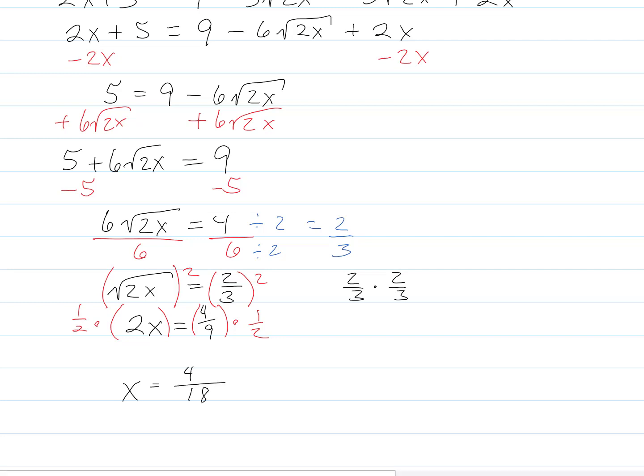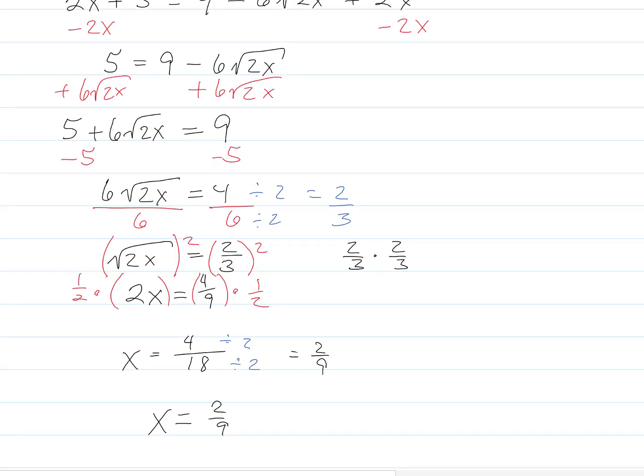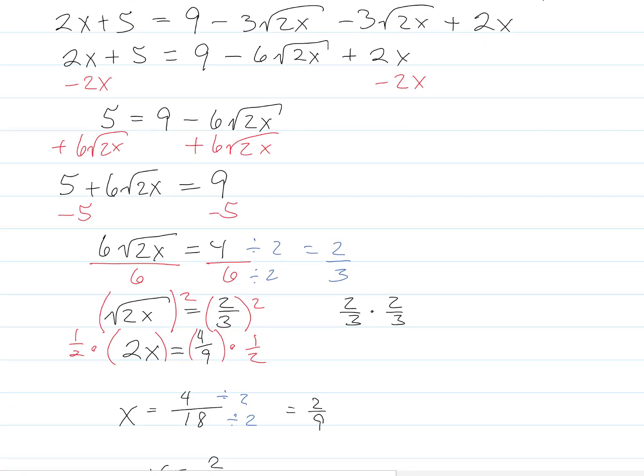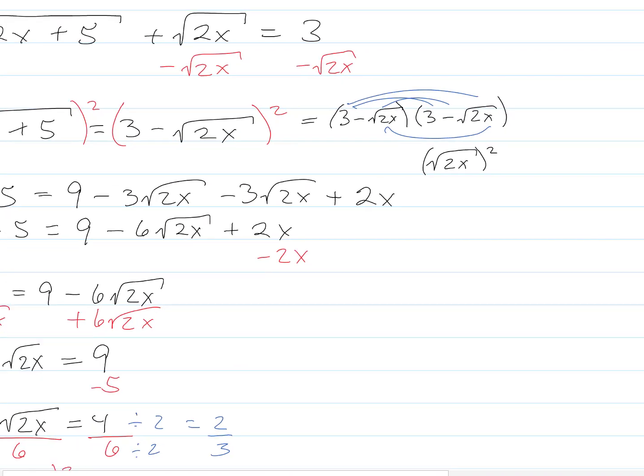And again, I can divide the top and the bottom by 2. And I guess I could have done that earlier. But that would give me 2/9. So I have x is equal to 2/9. Now we super duper want to box this in, but just to make sure we're good, let's go ahead and check our answer and make sure that it makes sense.